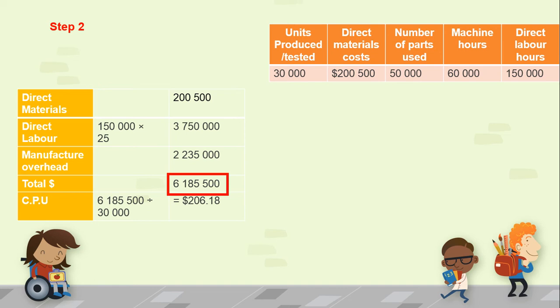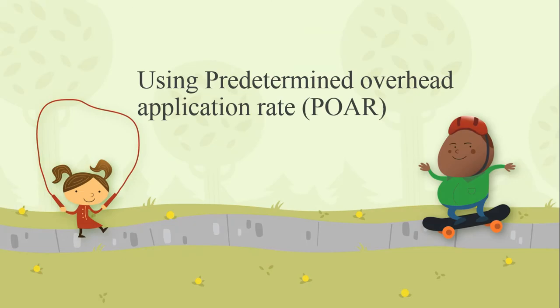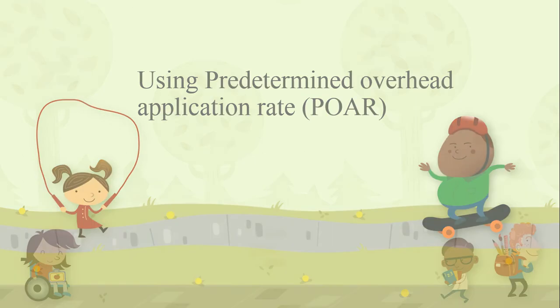6,185,500. So to find the cost per unit, you need to divide it by your units produced, which is 30,000, and you'll get the total of $206.18 cost per unit. So now we continue with the predetermined overhead application rate, which is POAR.